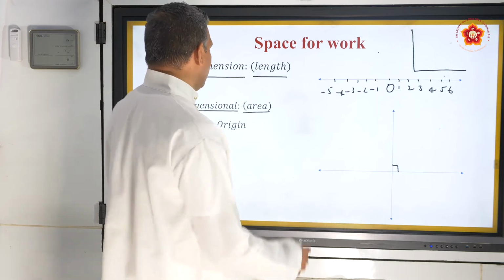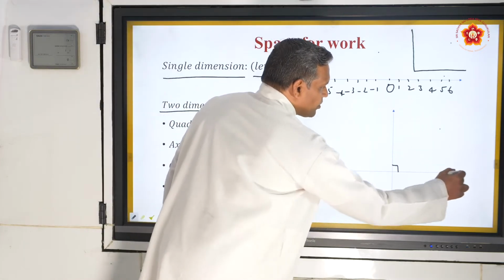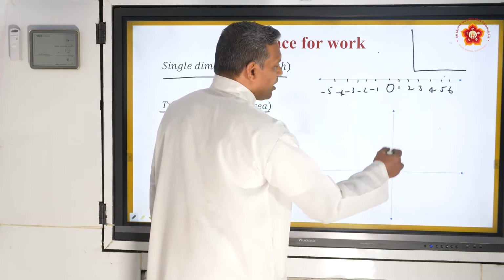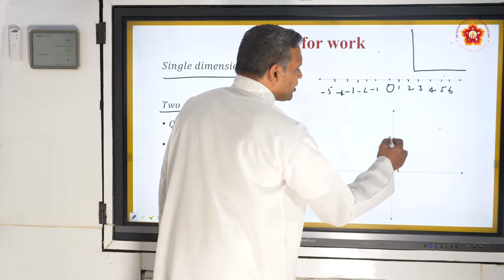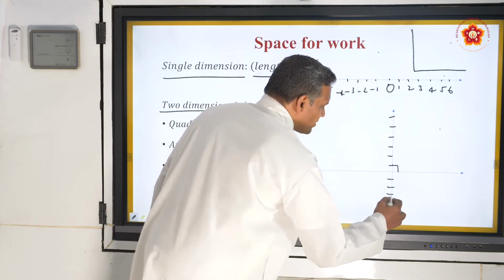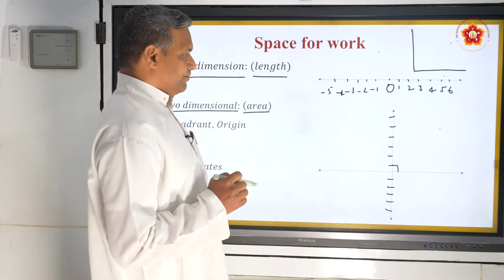So come back. Here, the moment you draw like this, here also you have 1, 2, 3, 4, minus 1, 2, 3, 4. And you have to write 1, 2, 3, 4 positive above. Here positive 1, 2, 3, 4, 5, 6, and so on. Minus 1, minus 2, minus 3, minus 4, minus 5, and so on. You get negative numbers below.